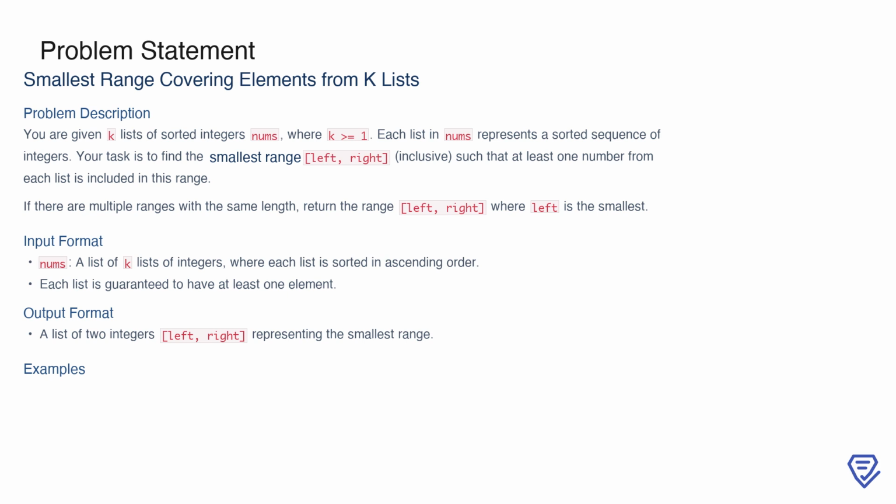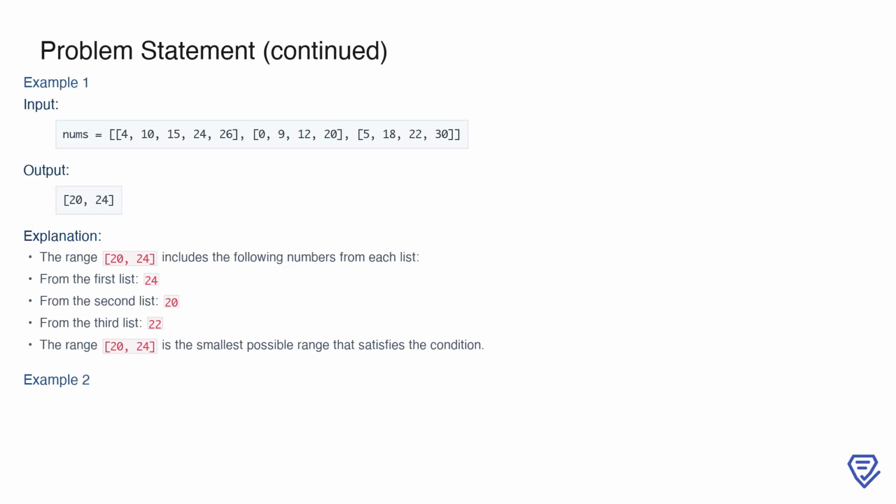The input consists of a list of these sorted lists, and the output is a pair of integers, [left, right], representing the smallest range. This problem challenges us to efficiently analyze the overlap and distribution of elements across multiple sorted sequences. Let's dive into an example to understand the problem better.